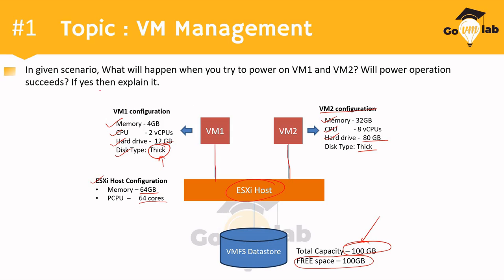Now let's see what question is mentioned here. The question says: in a given scenario, what will happen when you try to power on VM1 and VM2? After VM creation, you will be powering on VM1 and VM2, and you have to tell what will happen when you try to power on both of these VMs simultaneously. Will the power operation succeed? If yes, then explain it.